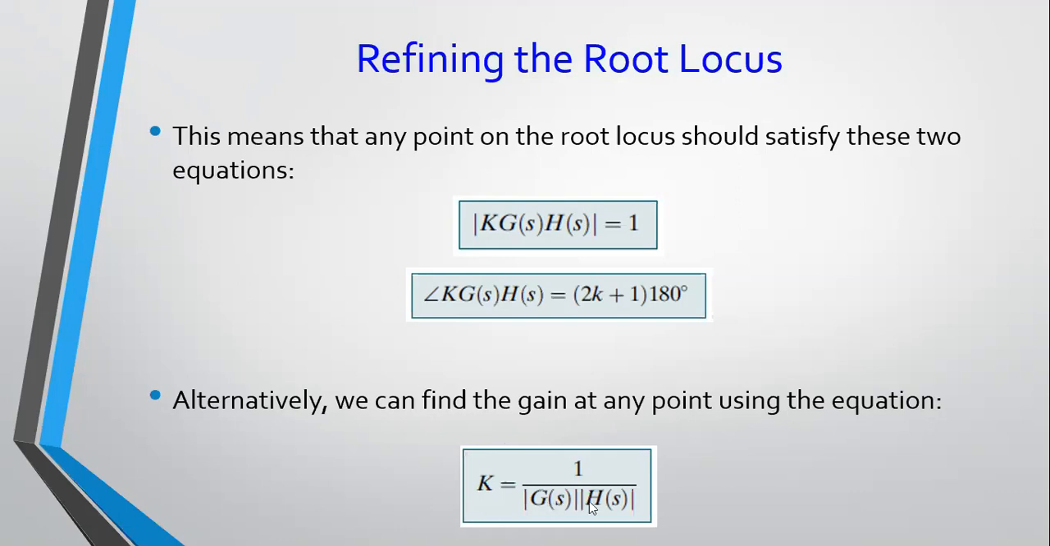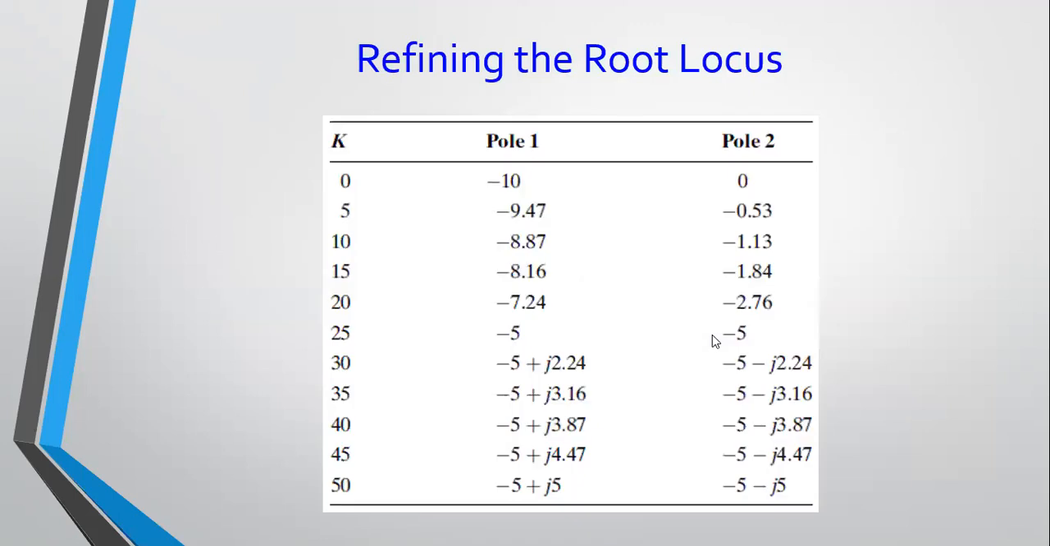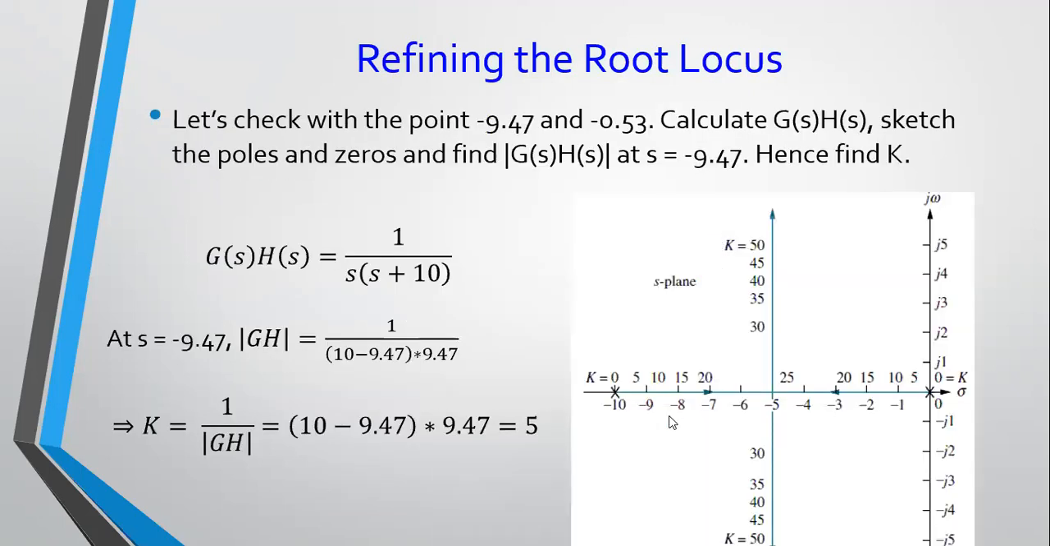So if you're able to find GH, which is the function of interest to us, you just have to invert it, because 1 over that value gives you your gain. So let's try to apply it for one point. If we go back to that table here, we are trying to find what value of gain we would get. It was 5, but let's actually calculate it. So we take a specific point, -9.47, on the root locus.